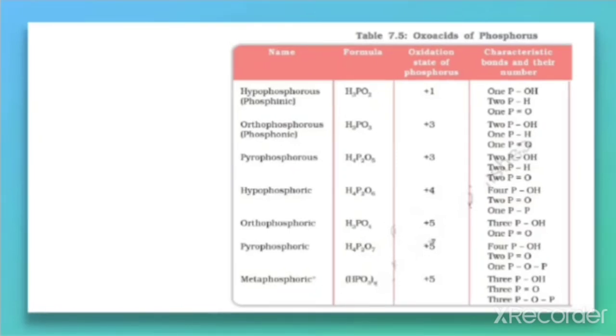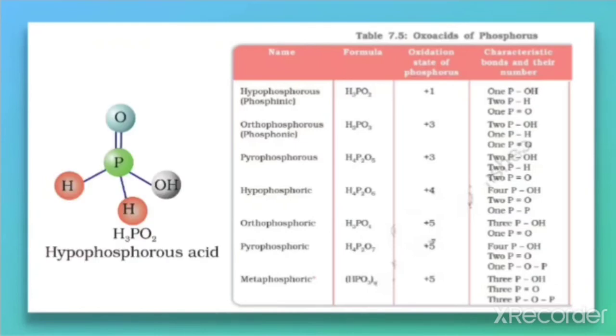Now let us discuss the reducing properties and basicity in these structures. Let us take one example, that is H3PO2, that is hypophosphorus acid. The structure for this we have already discussed here.